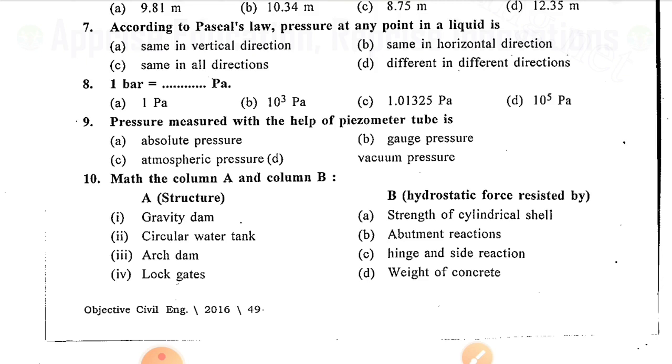Circular water tank, correct answer is option A, strength of cylindrical shell. Number 3, arch dam, option B is correct, abutment reactions. Number 4, lock gates, option C is correct, hinge and side reactions.